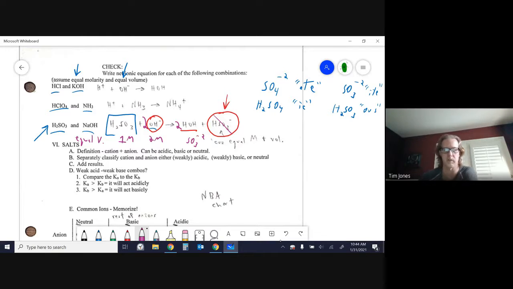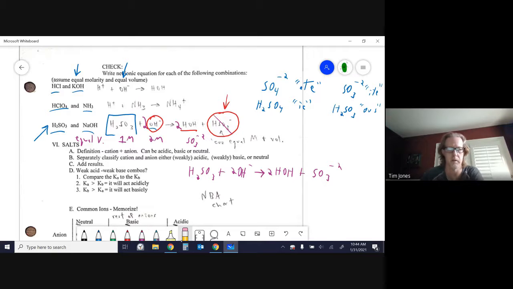Let me just write that out separately. I think that looks like a mess. So you would do this. H2SO3, 2 hydroxides forming 2 waters, SO3 minus 2. Like that. So pay attention to that. Normally these problems do say equal molarity and equal volume for simplicity.